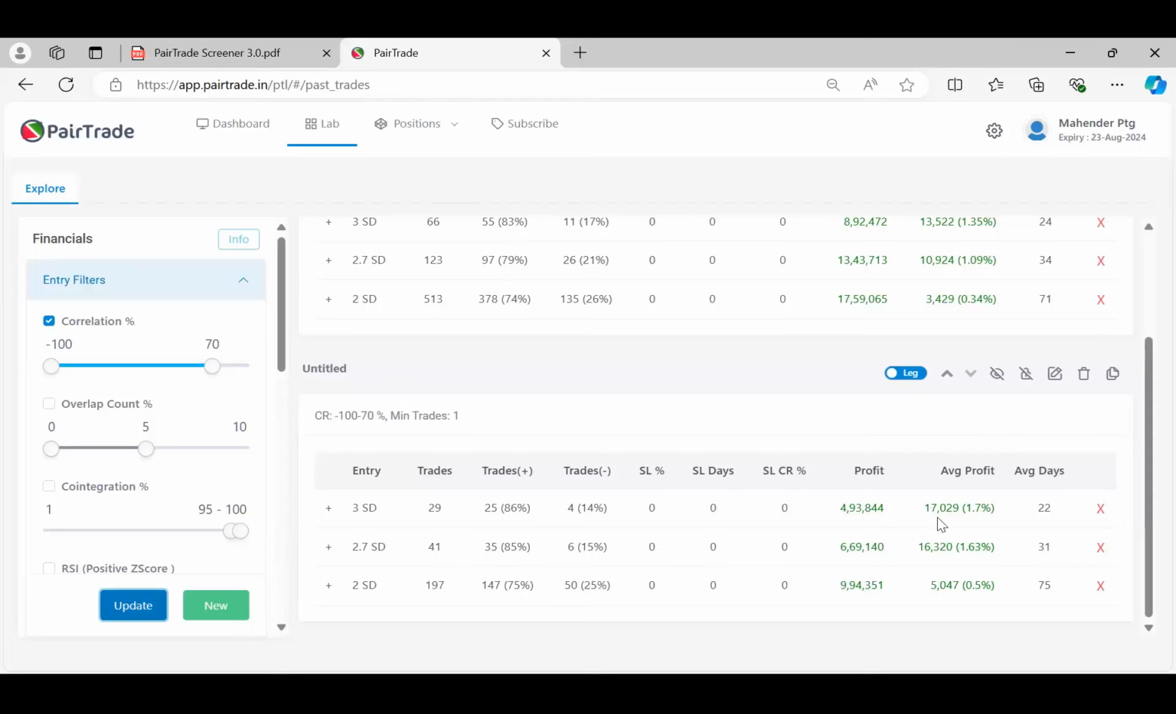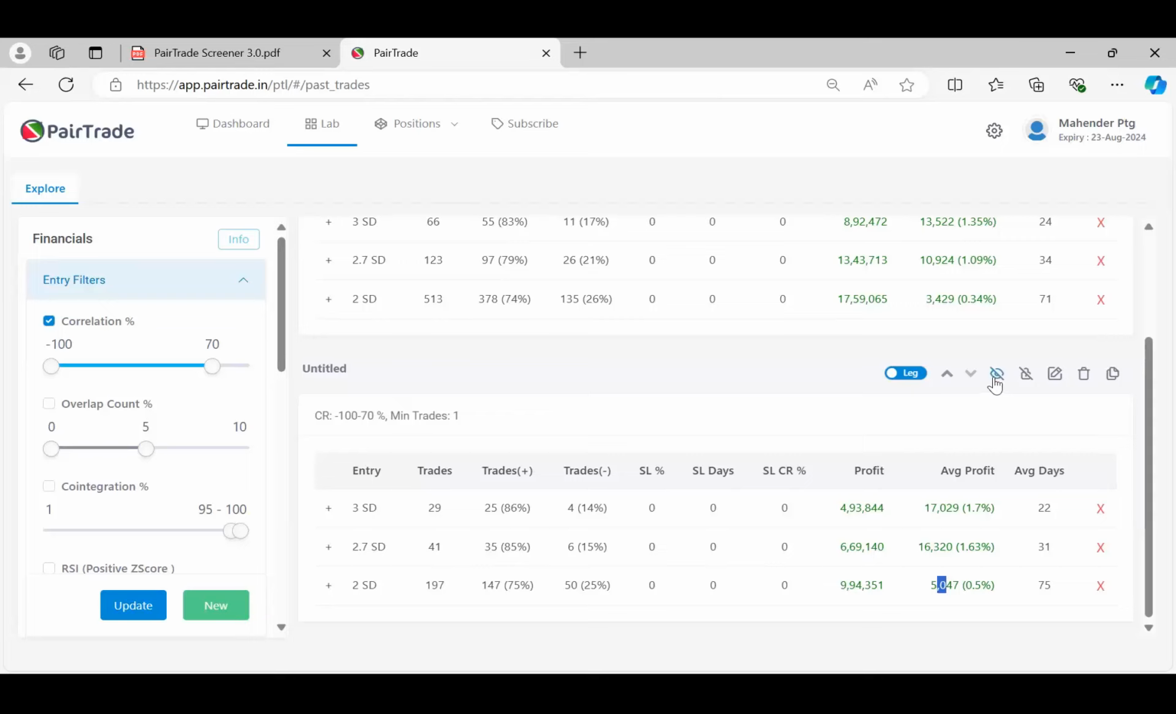If you can see here, it has a positive effect on the outcome. So the average has increased at 3 standard deviation, at 2.7 also, and at 2 some improvement is there. So by this we will know that correlation, we used to think that any correlation above 70 would be great for the trade, but if you see the results here for the financial pairs only, I am talking about financial pairs, the correlation in the negative is also giving good returns.